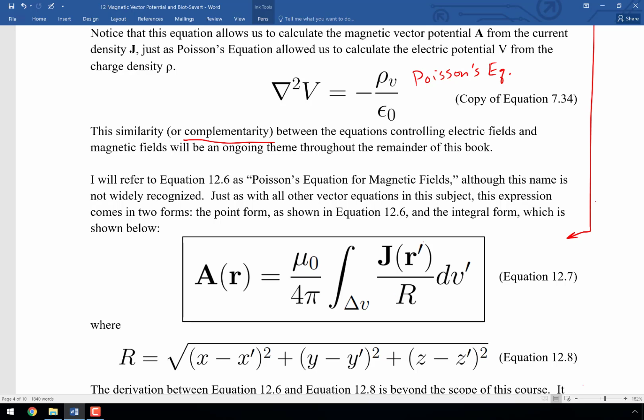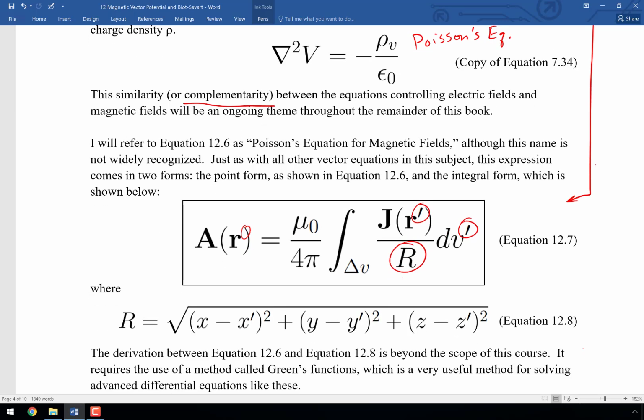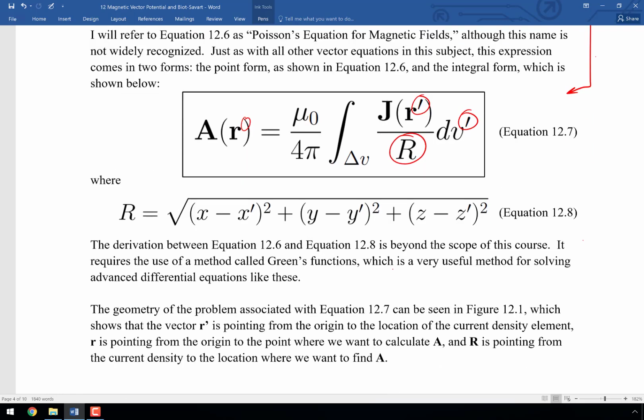Now you'll notice that there's an R prime here, and there's an R without a prime here. There's a dV prime here. We're going to need to talk a little bit about the geometry of this problem. For one thing, we've got this R, and that R is defined by equation 12.8 as the difference between x and x prime, y and y prime, z and z prime. We square each of those differences, sum them, and take the square root. Let's look a little bit at what is the geometry of a problem like this.